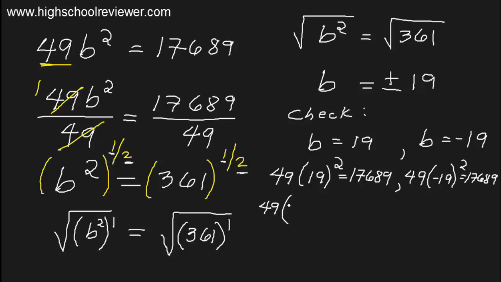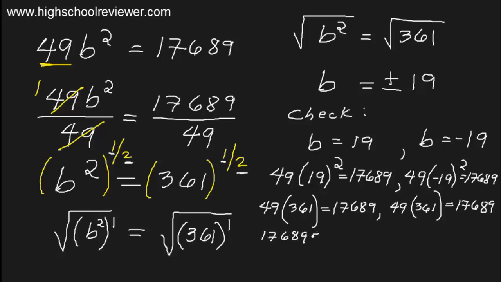So we have here 49, and we have 19 squared, this will be 361, equals 17,689. So this will be 49, negative 19 raised to 2, that will be 361, and this is 17,689. 49 multiplied by 361 is 17,689. Again, this is 17,689, also equal to 17,689. So therefore, our answers for b, which are positive 19 and negative 19, are correct.